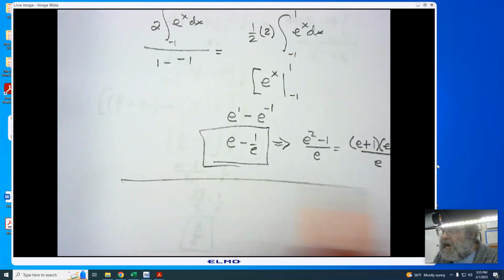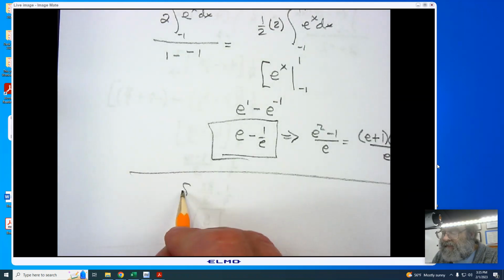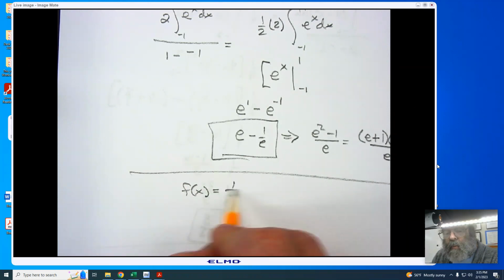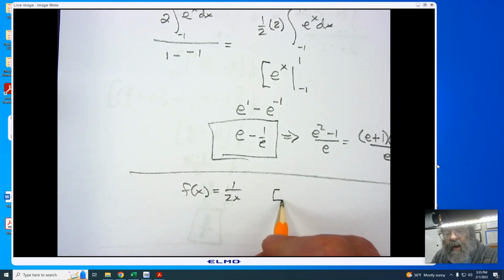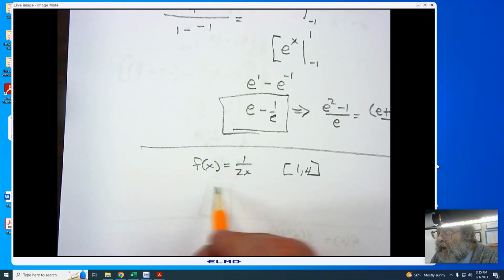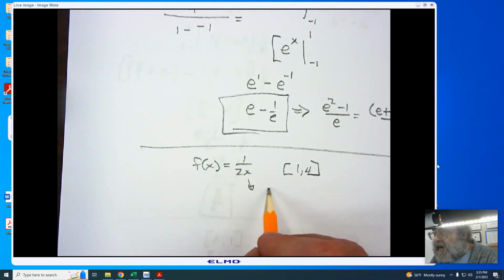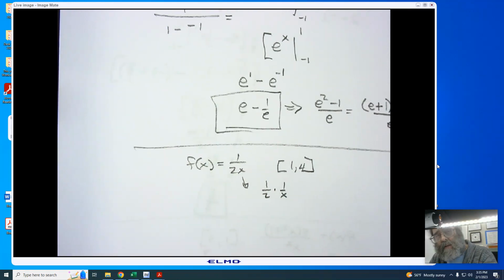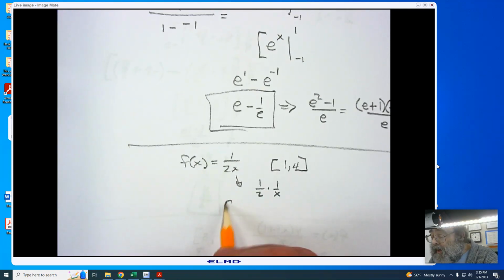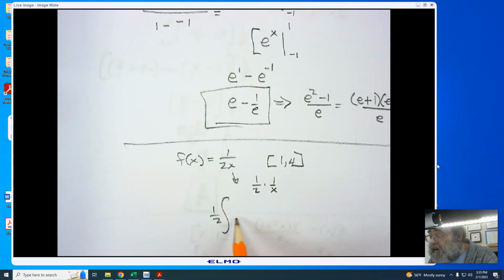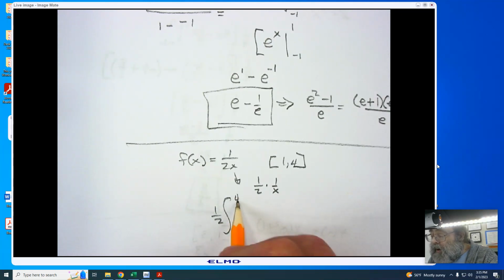Let's go to number 4 now. Number 4 is giving me f of x. F of x is equal to 1 over 2x, and the interval is 1 to 4. Now be aware this 1/2 x is really 1/2 times 1 over x. You see that? That means that when I put it in, the 1/2 is coming out in front. I'm going from 1 to 4. I have 1 over x dx.